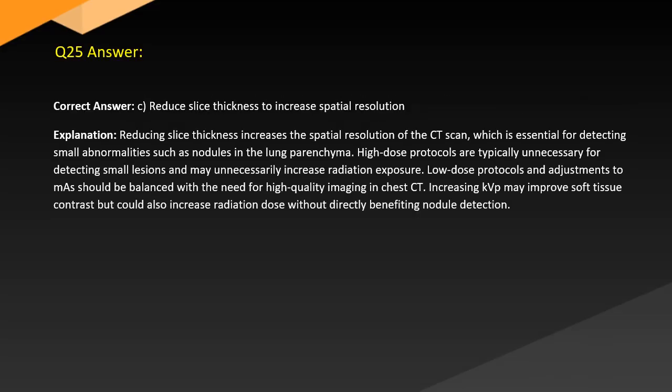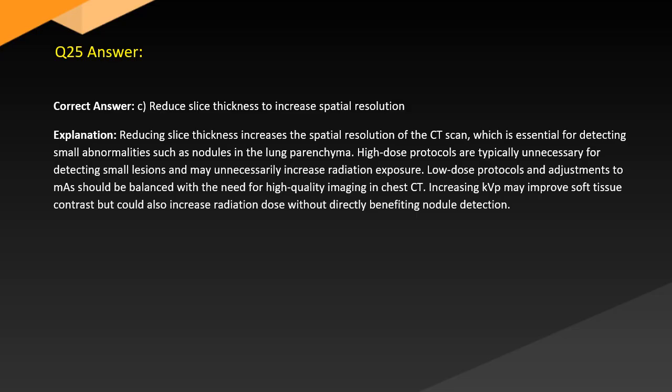Answer. Correct answer, C. Reduce slice thickness to increase spatial resolution. Explanation: reducing slice thickness increases the spatial resolution of the CT scan, which is essential for detecting small abnormalities such as nodules in the lung parenchyma.